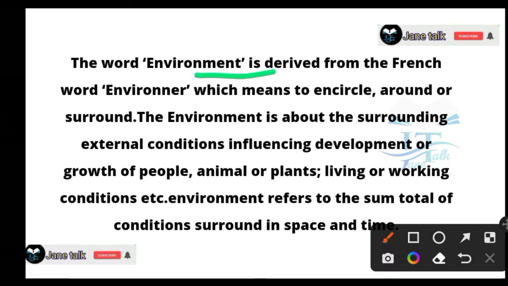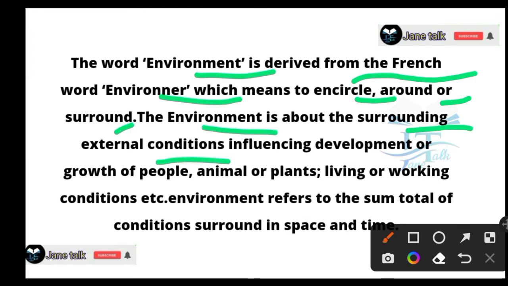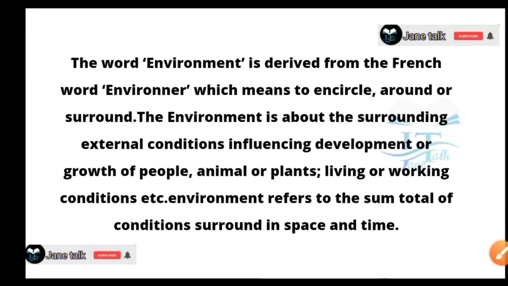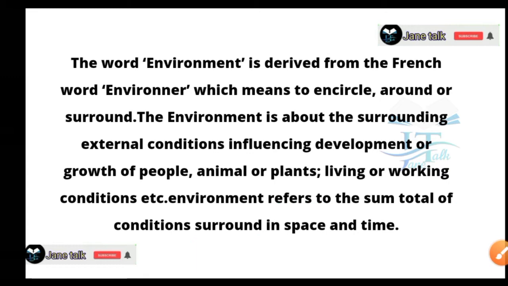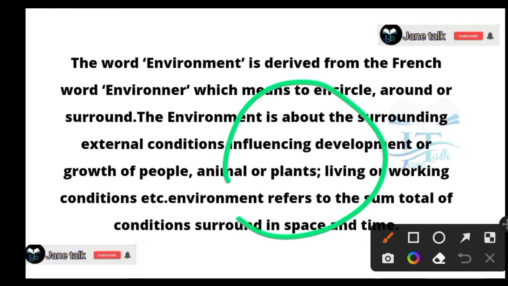The word environment is derived from the French word environer, which means to encircle, around or surround. The environment is about the surrounding external conditions influencing the development or growth of people, animals or plants, living or working conditions, etc. Your working condition is also known as the environment. Environment refers to the sum total of conditions surrounding you in space and time; whatever space and time has surrounded you is known as the environment.